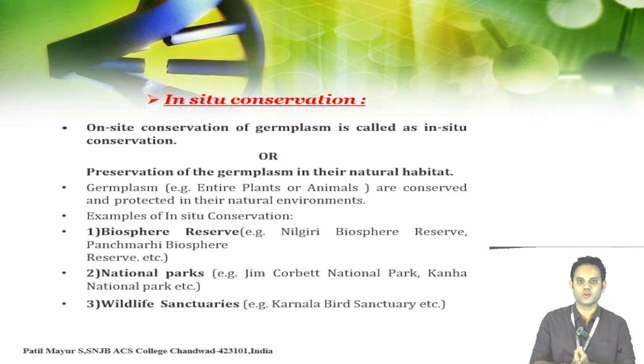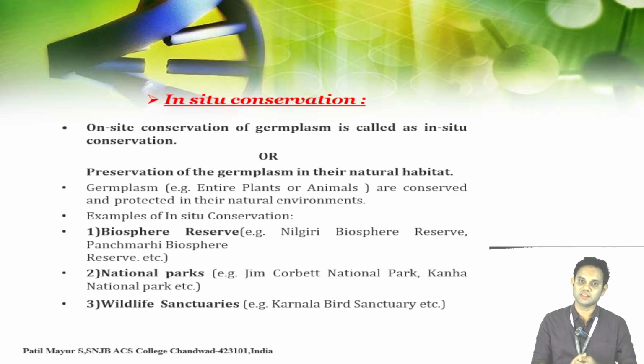These germplasm are conserved and protected in their natural environment. So what are the different types of in situ conservation methods? The first one is the biosphere reserve. We take the example of the Nilgiri Biosphere Reserve or other reserves present in India. These are protected places where species of plants, forests and animals are conserved at their natural place. The second is the national park.